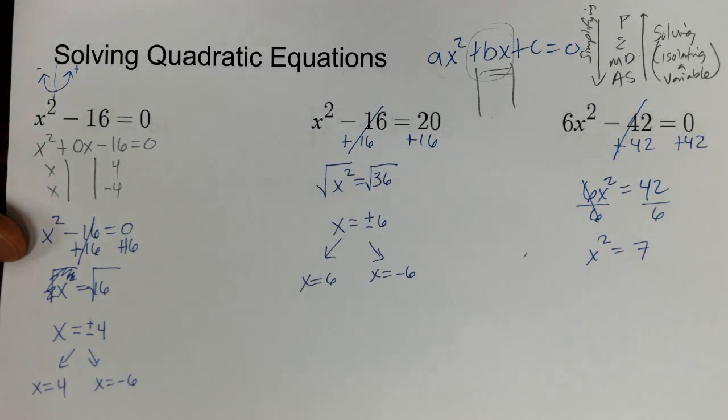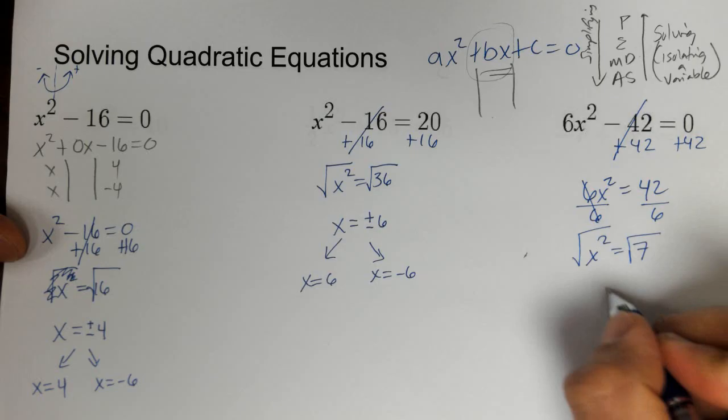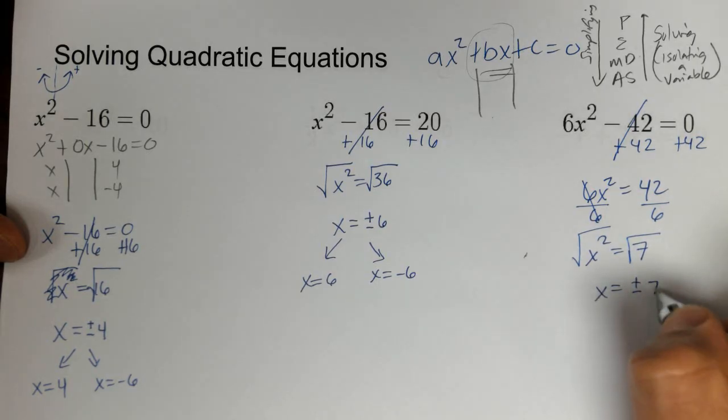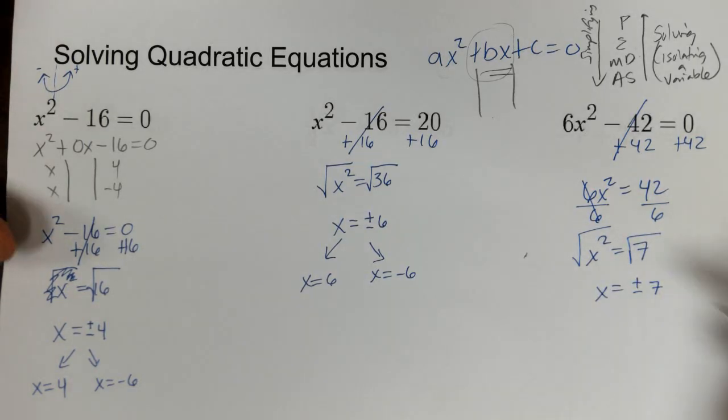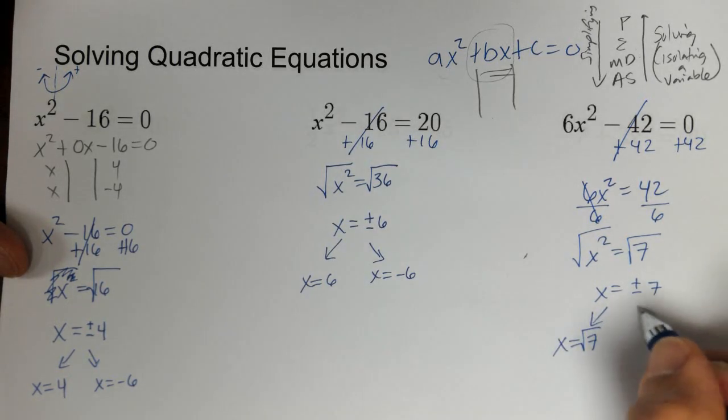7. Now, the opposite of squaring is square rooting. So x equals plus or minus the square root of 7. 7 does not have a square root, and I can't simplify that radical. So here are my 2 solutions. Positive square root of 7 and negative square root of 7.